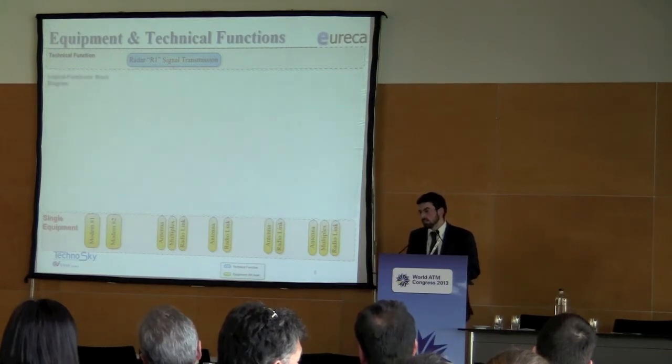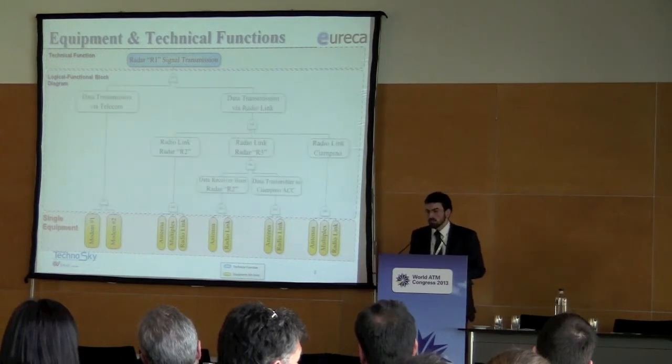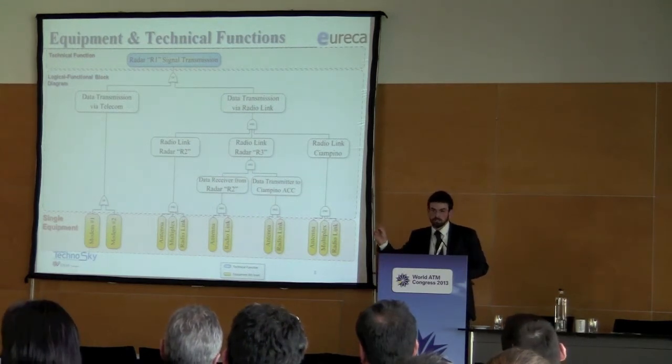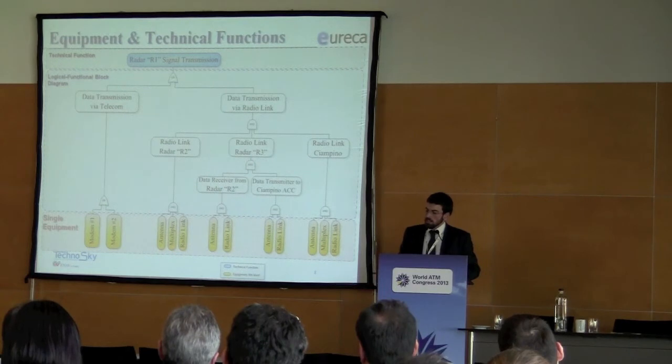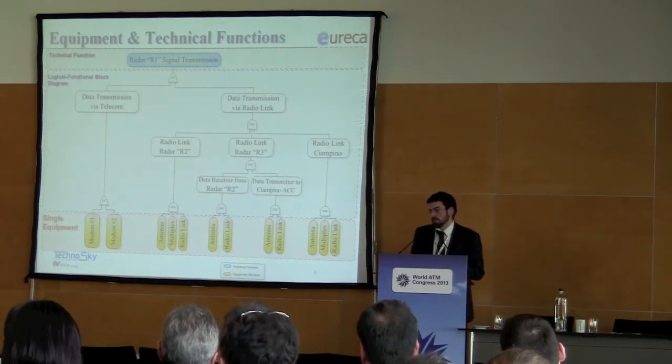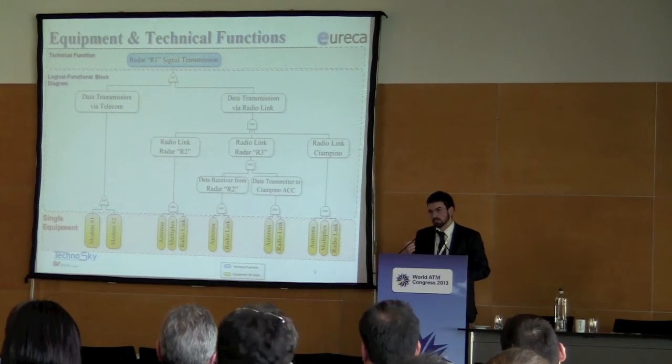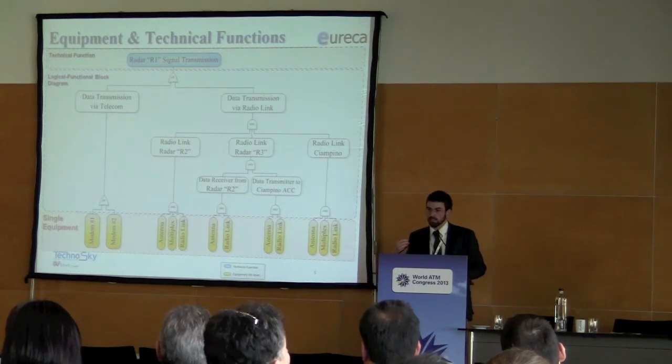Then, what is in the middle? In the middle, there is the so-called functional tree. This is like an architecture of the subsystem signal transmission. It's an architecture that is able to show us the redundancy, through the OR logical gates, and the constraints through the AND gates. Okay.